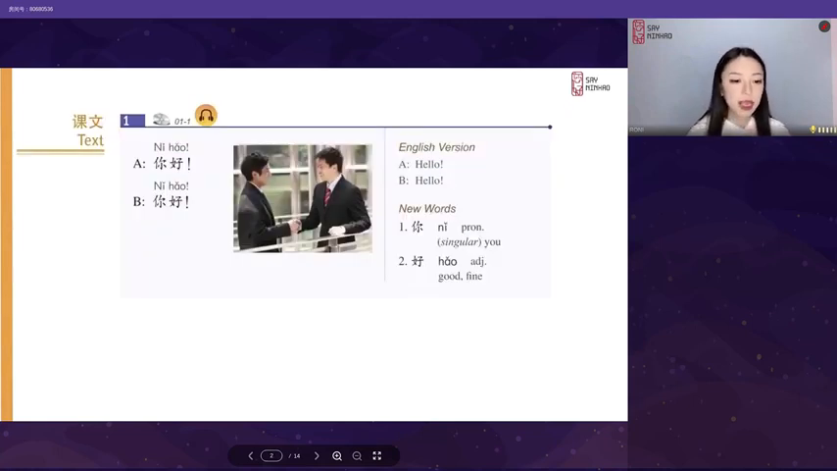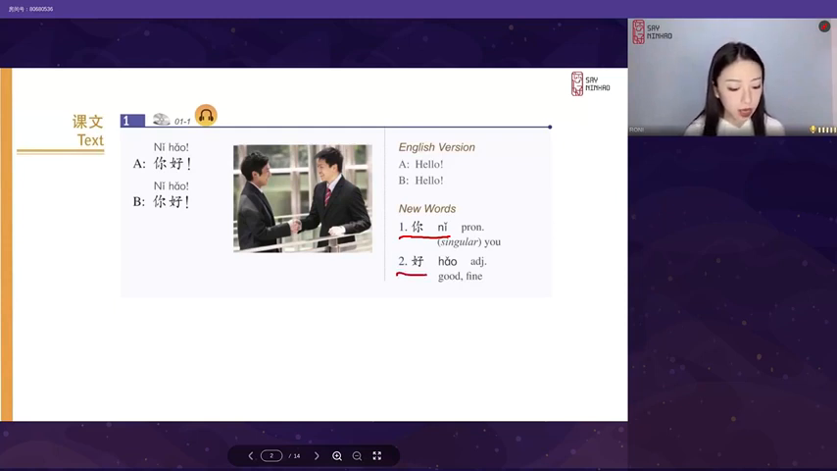So we can see here are the new words. Let's first learn the new words. First one is ni. Ni, a third tone, initial n, and the final is i, and the tone is third tone. Ni. It is a pronoun, which means you, and it is a singular one, which means you are only one person, singular you. Okay? Ni, read after me, please. Ni, this is you, but singular.